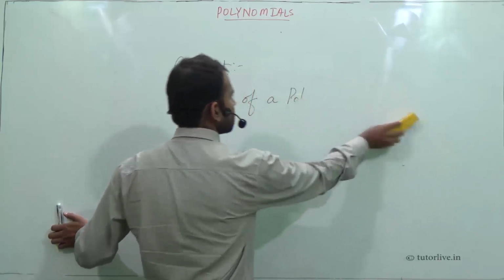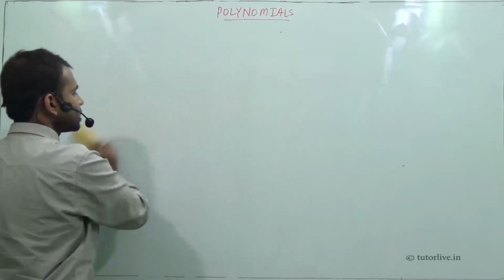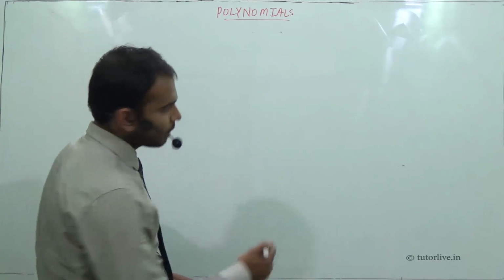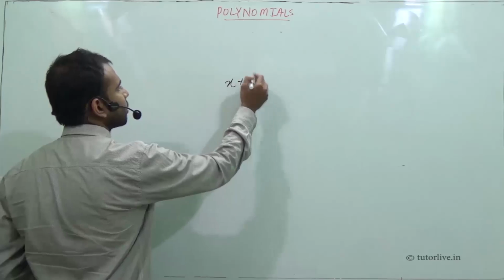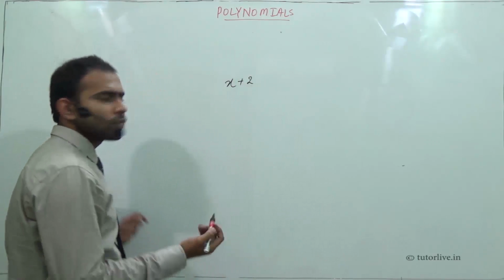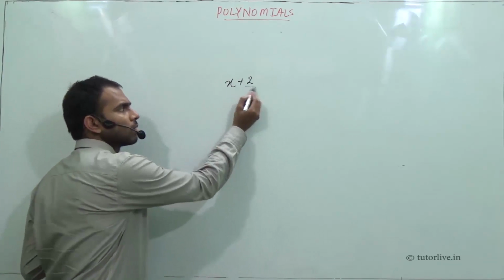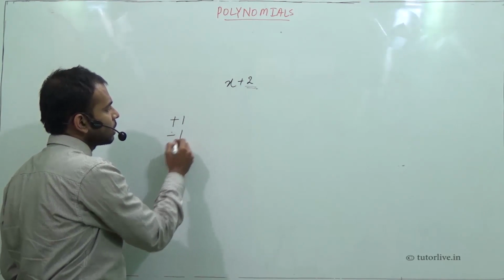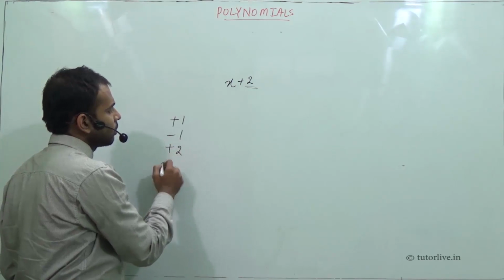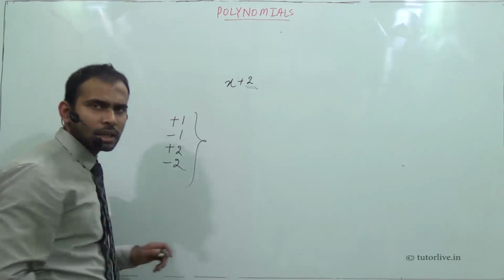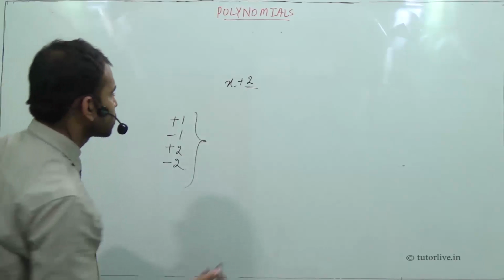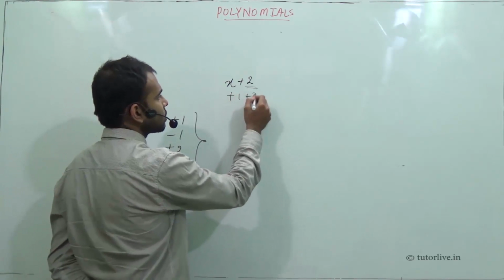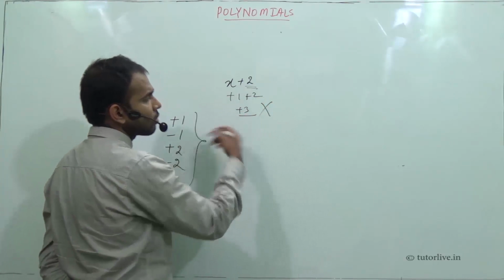This is the simple concept that will be utilized in exercise number 2.2. So let's say we have x plus 2, a simple expression. And I'm asking you to find out the zeros of the polynomial. We'll see this value 2. So what can it be? Plus 1, minus 1, plus 2, minus 2. These are the numbers that can come here, the factors of 2. So we'll place x is equal to plus 1. Plus 1 plus 2 comes out to be plus 3. Hence this is not the zero of the polynomial.